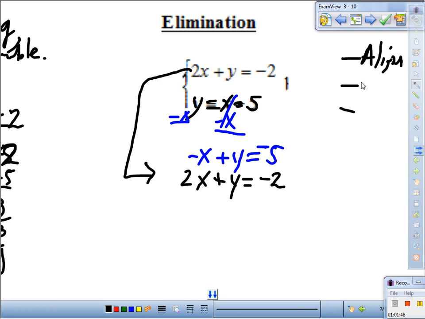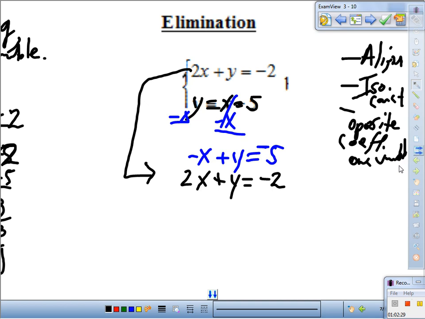What is the second thing? Very good. Isolate. Iso the constant. Is the constant isolated for both? Okay, once again, are both constants isolated? Yes. Okay. What is the third thing that needs to be true before I start elimination? Opposite coefficients of one variable. All right. Do we have opposite coefficients?